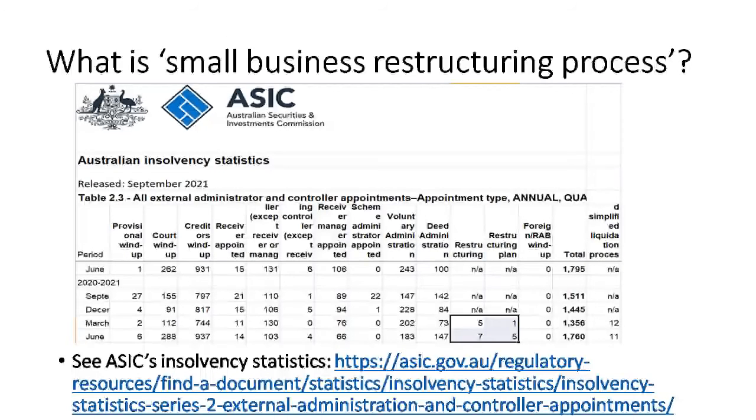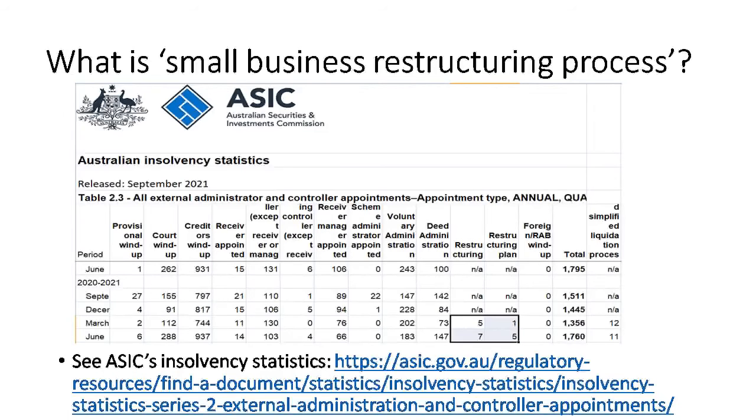Now that we know about the old restructuring procedures and that SBRP is an alternative to voluntary administration, VA, while simplified liquidation, SL, is the alternative for liquidation, we might wonder what MSMEs were doing before all this. Well, they were most likely not engaging with these processes. It's just too costly and unfeasible. See ASIC's insolvency stats, particularly the highlighted cells.